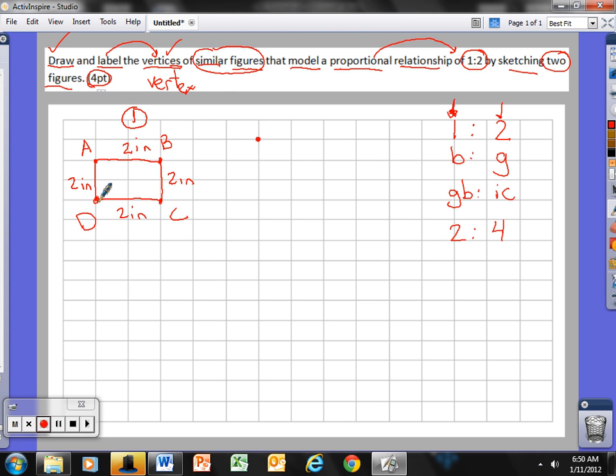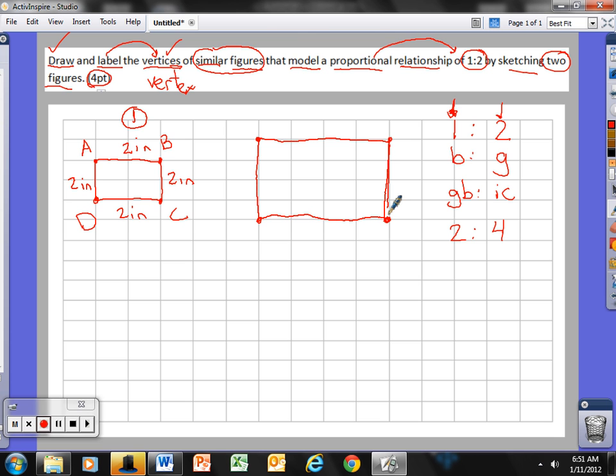Okay, this was 2 going down, so now that's doubled, so before 1, 2, 3, 4. This is 2 across, so now before across 1, 2, 3, 4. Okay, so now I've drawn my second figure, and it is supposed to be similar to the other one.